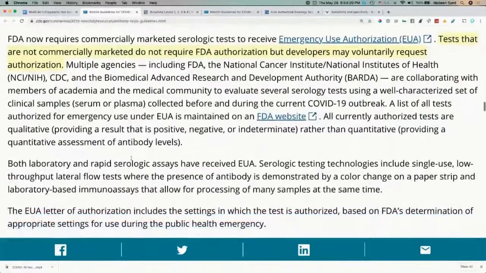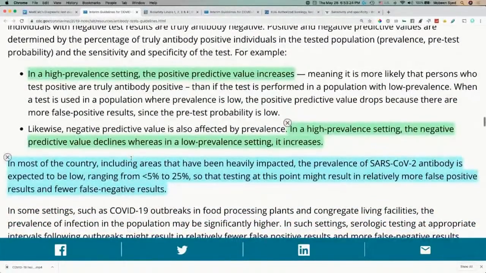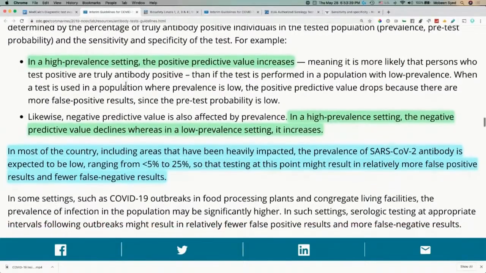Then authorized serological tests, I showed you the list there. Then the test performance in a high prevalence setting, which we just discussed. In a high prevalence setting, positive predictive value improves. In a low prevalence setting, which is the case with COVID-19, the negative predictive values are better, or more reliable.